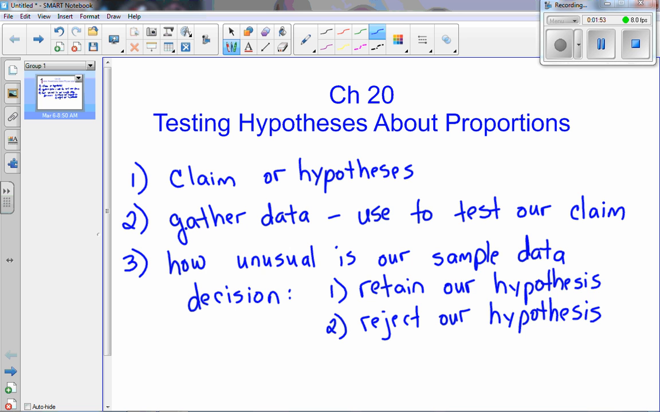What we're looking for is if our sample data is really unusual, if it's very unlikely to occur, well then we're going to reject our original hypothesis, whatever that would have been. But if our data is not that unusual, then we retain our hypothesis. And we'll talk a little bit more about that. Always remember, and I'm going to have a number 4, we're always going to add context. So you always have to make sure that you give your final interpretation of your test, your final description, and make sure that you add context to that.